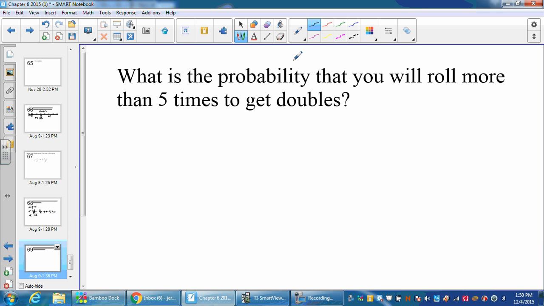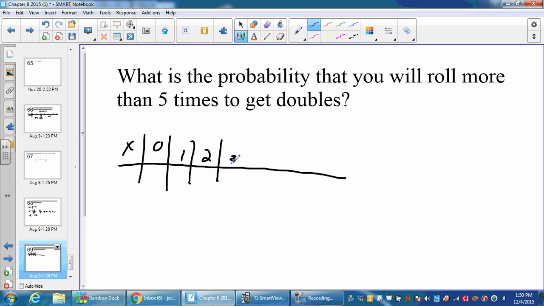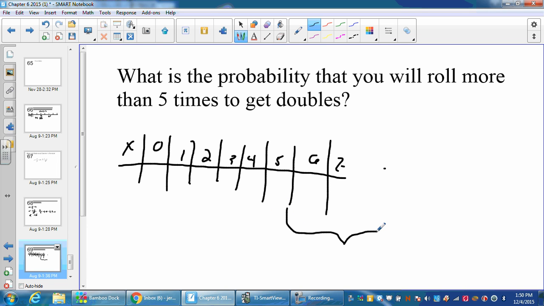Another one says, what's the probability it will take more than 5 times to get doubles? So we're using the same situation. If I need more than 5 times, it should be low, 6, 7 and so on, but it's going to be from here all the way to infinity to find the probability.